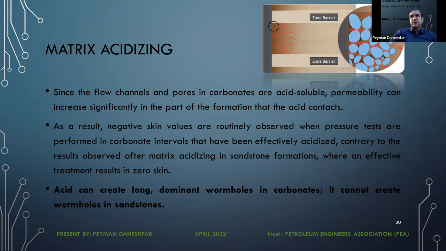If matrix acidizing in a carbonate, always after acidizing, our effective permeability will be increased. Why? Because when we do acidizing in carbonate formations, we make some small fractures or features. These small features or fractures add to the natural permeability of the reservoir. So the matrix acidizing in a carbonate formation, if the job is done well, absolutely will increase the effective permeability of the formations.